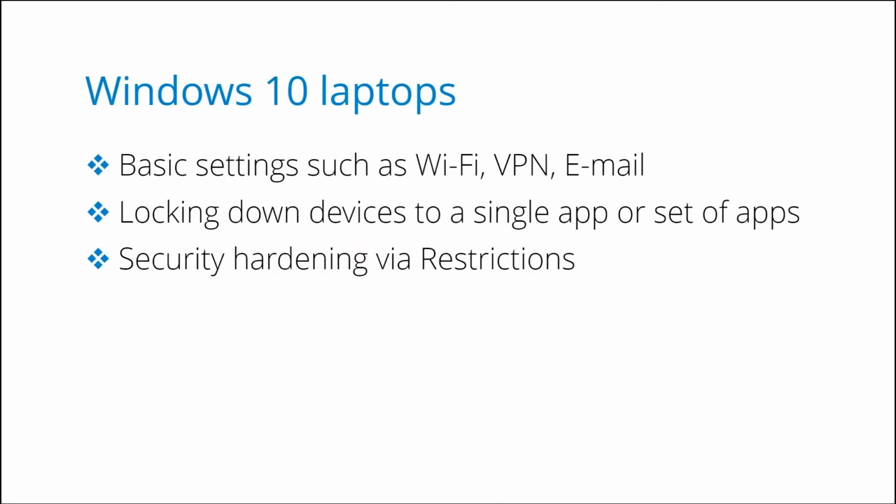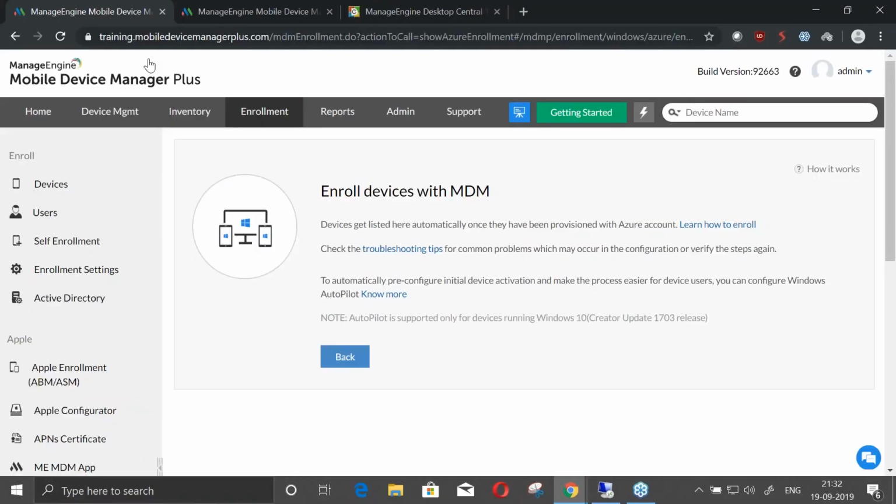First, we would start off with Windows 10 laptops, wherein you can deploy basic settings such as Wi-Fi, VPN, your email service. You can also lock down the device in single app kiosk mode or multi-app kiosk mode for your Windows machine. The kiosk mode is really famous, I would say, because a lot of our users would go for kiosk, and it is also available in your Windows machines. And you can also perform certain security hardening through your restrictions option that we provide. So let's take a quick look as to where you can perform all these tasks.